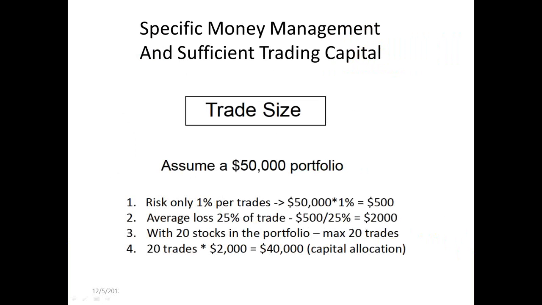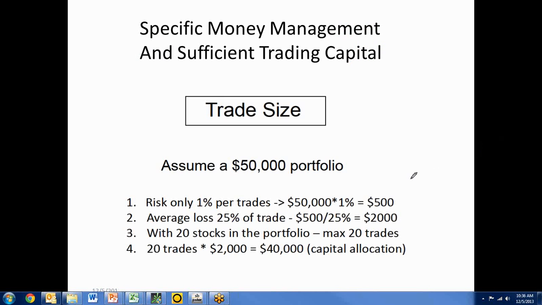Now, for this example, let's just talk about what you would do if you had a $50,000 portfolio. And then we're going to go through examples, and I know a lot of you don't have that, and I'm going to show you how you can utilize these equations for any portfolio size that you have. Right now, we're going to assume a $50,000 portfolio.